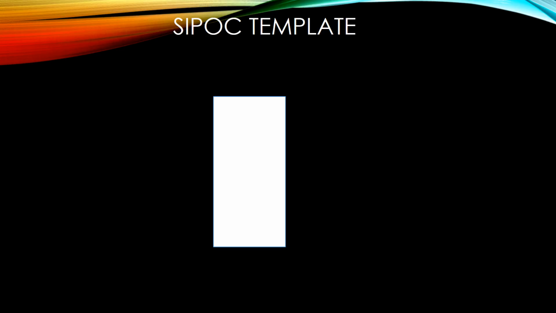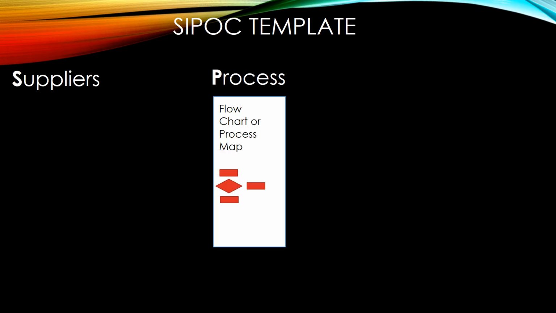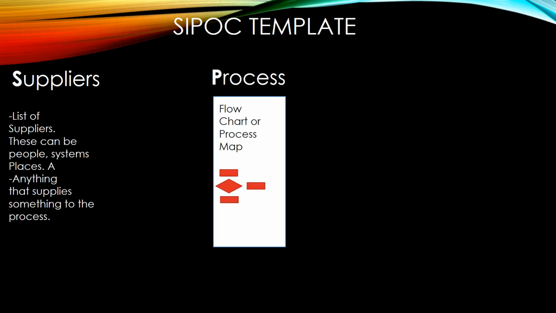A SIPOC template. This is a quick overview of what this tool looks like. We'll have this process map, this current state process map, as we looked at on the last slide. But a SIPOC forces you, and forgive the cliche, to look outside that box. We really want to look as far as we can upstream to the suppliers. This is going to be a list of the suppliers. These are people, systems, places, anything that is supplying something to this process. Thinking outside of the box so that we are not restrained to just the current as-is process.